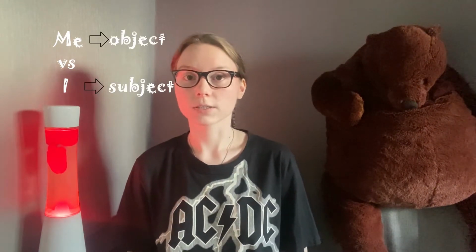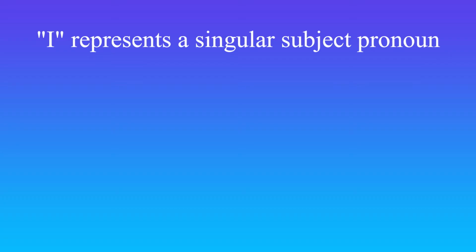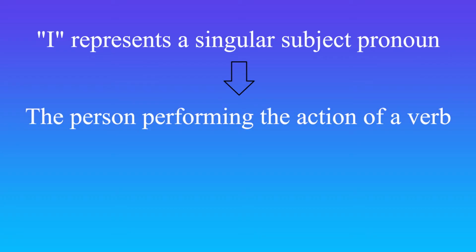Me versus I. Most people understand the difference between these two words until it's time to use one in a sentence. The difference between these two words is super simple. I is used as a subject, while me is used as an object. When do we use I? I represents a singular subject pronoun, which means that it refers to the person performing the action of a verb.